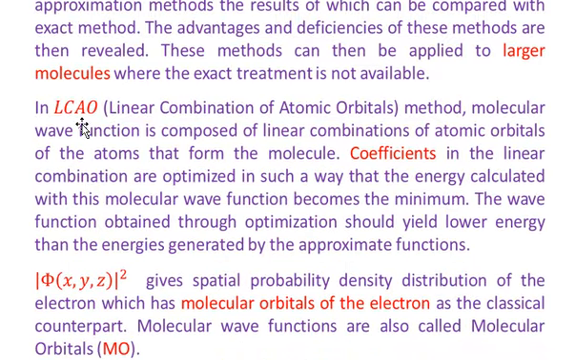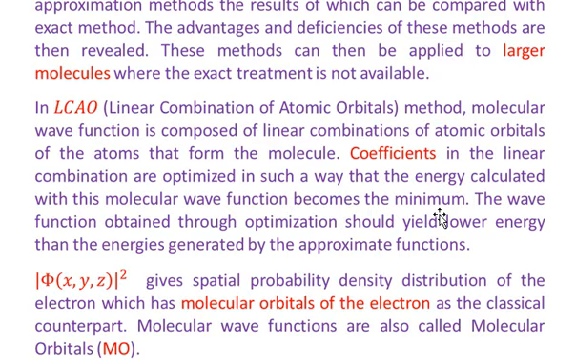In LCAO, the linear combination of atomic orbitals method, the molecular wave function is composed of linear combinations of the atomic orbitals of the atoms that form the molecule. Coefficients in the linear combination are optimized in such a way that the energy calculated with this molecular wave function becomes minimum.